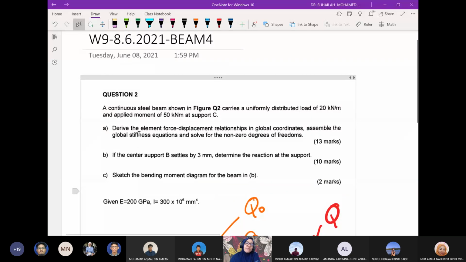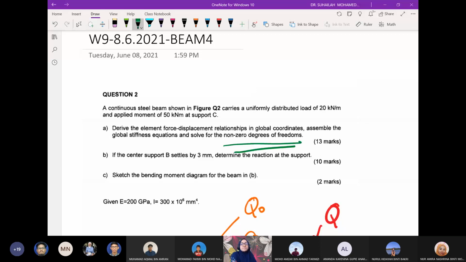Dia kata derive the element force displacement relationship in global coordinate, assemble the global stiffness equation and solve for the non-zero degree of freedom. So memang banyak term under this topic, there are more than one term. Okay, for example, you have to know what is actually non-zero degree of freedom. Yang ni saya dah explain dalam video tu. What is actually non-zero degree of freedom?